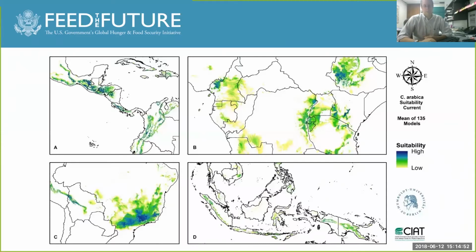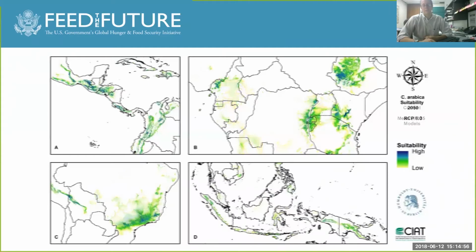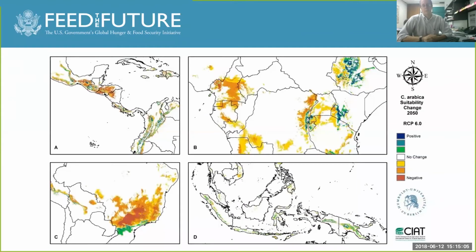So this is where we are now. And this is where it's projected to happen in terms of suitability going through 2050. To put that into a clearer vision, this is what it looks like with red and orange being negative and blue and green being positive.